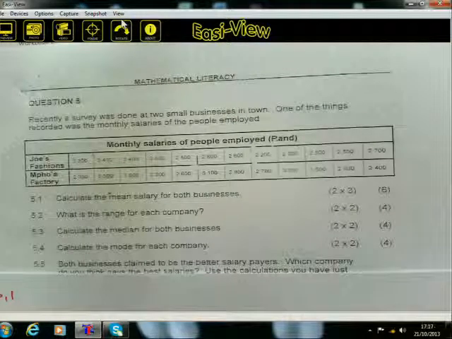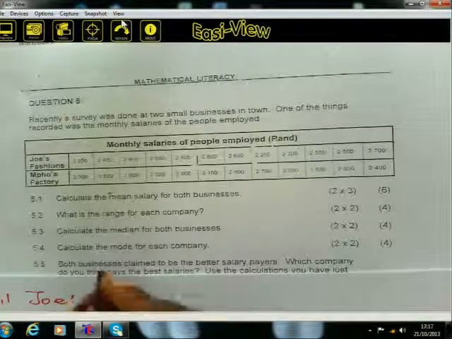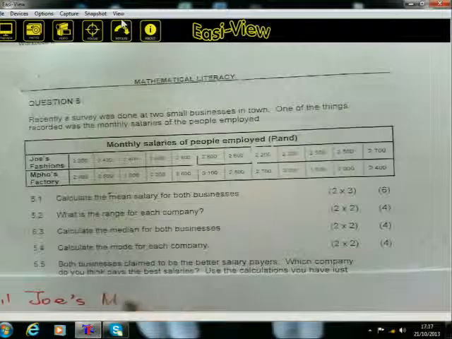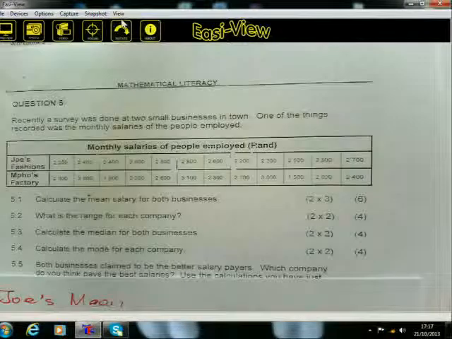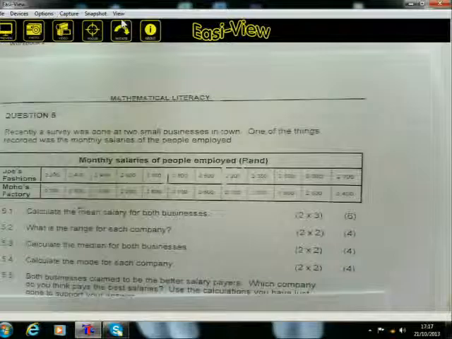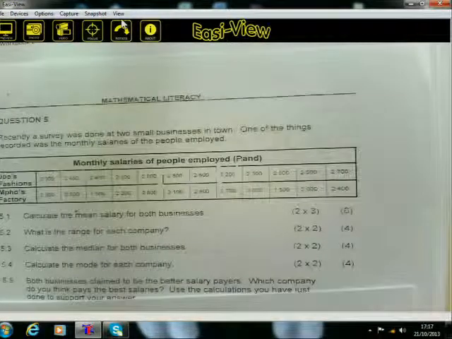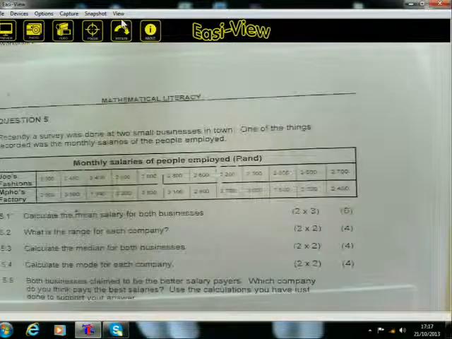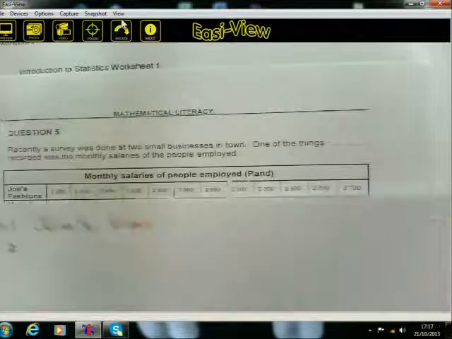So now you have to calculate Joe's mean. We have said that it's not necessary for you to rearrange that data. So you can just write it as it is or rearrange it. It doesn't matter. So let us write it down. I want you to see what I am writing.